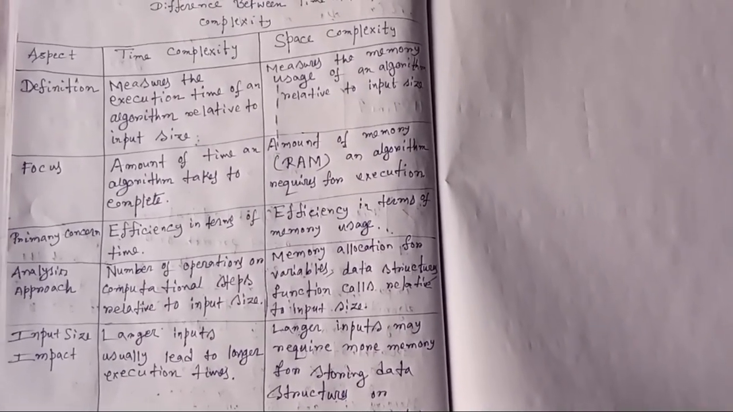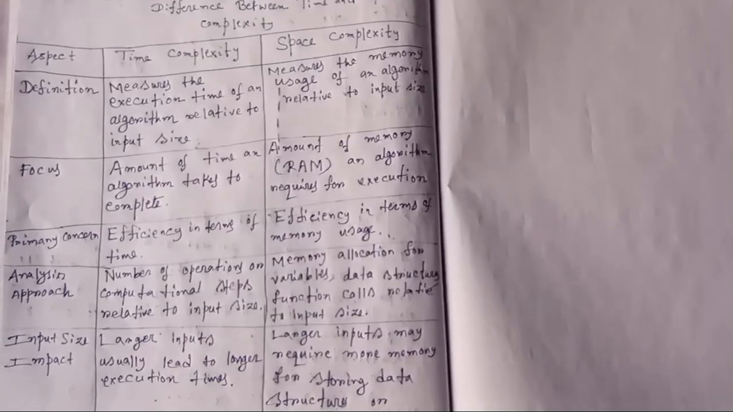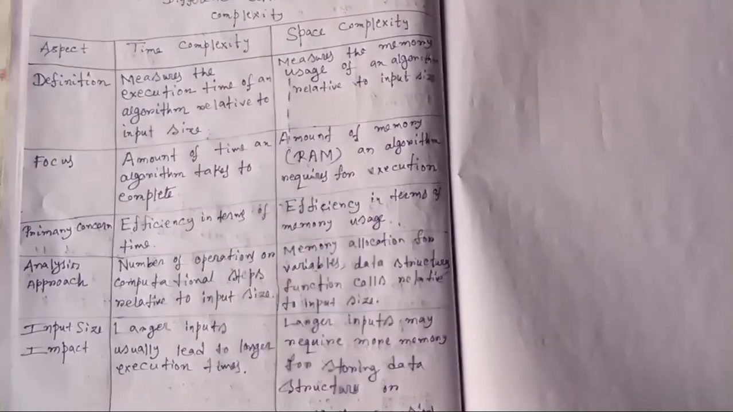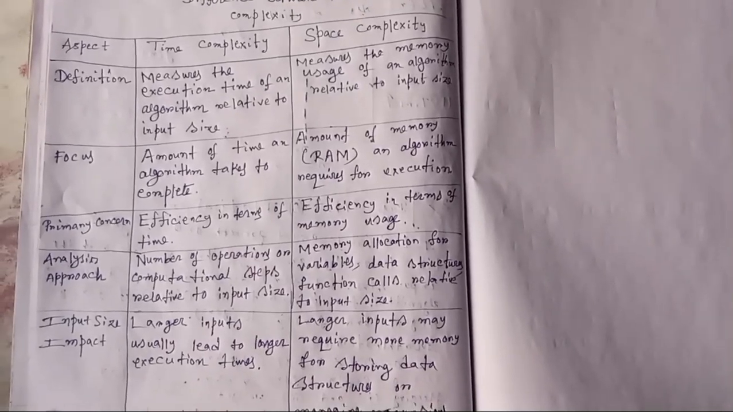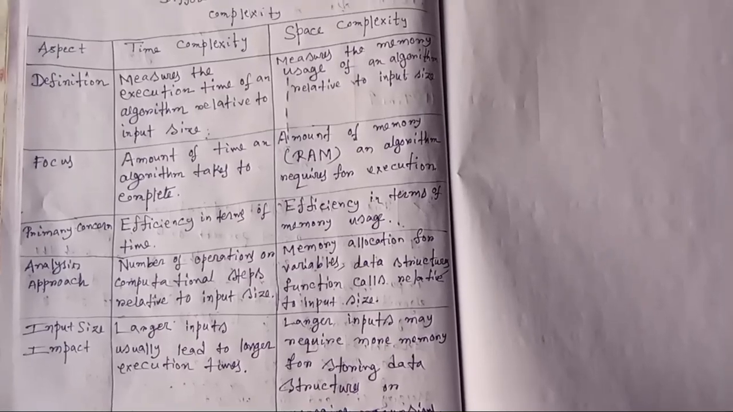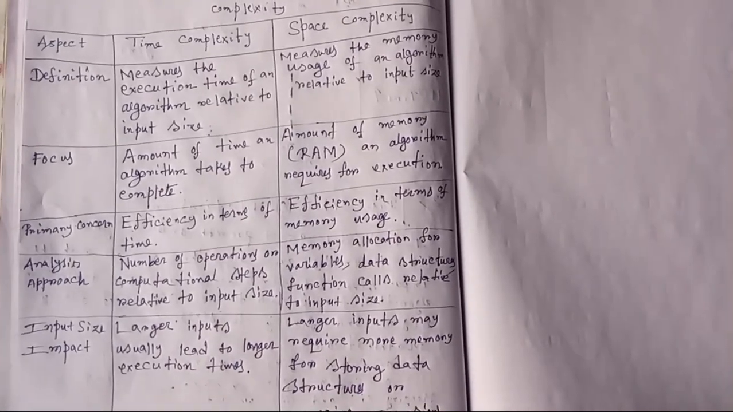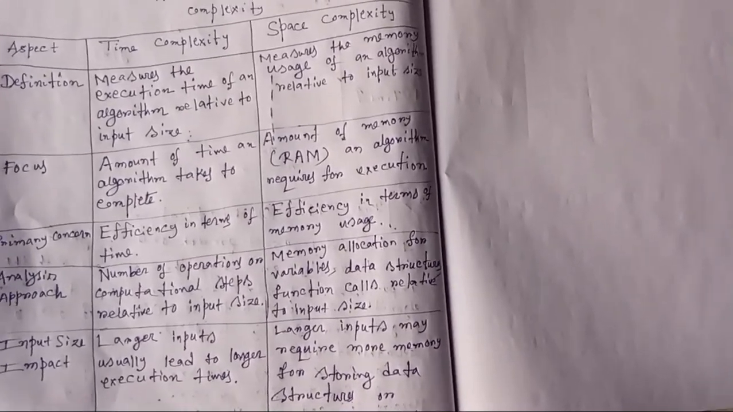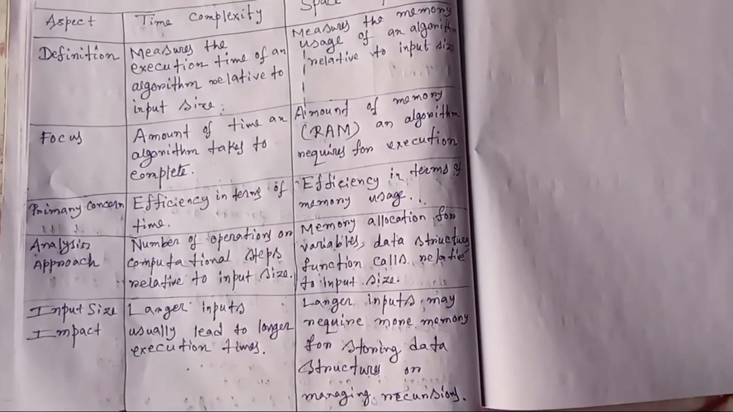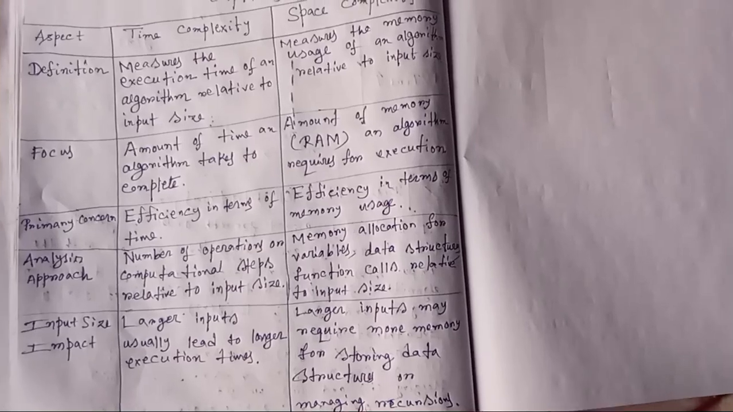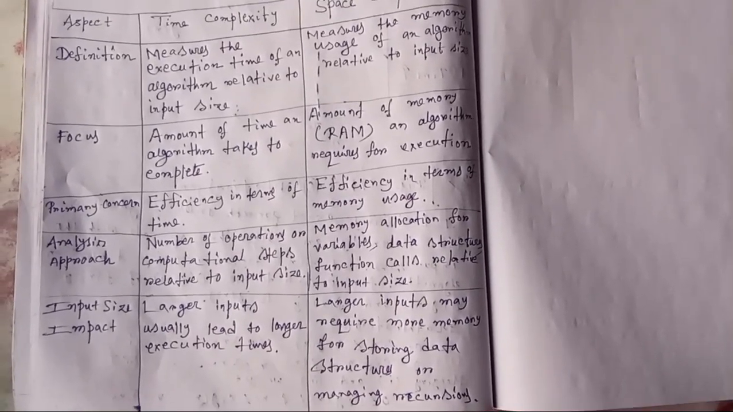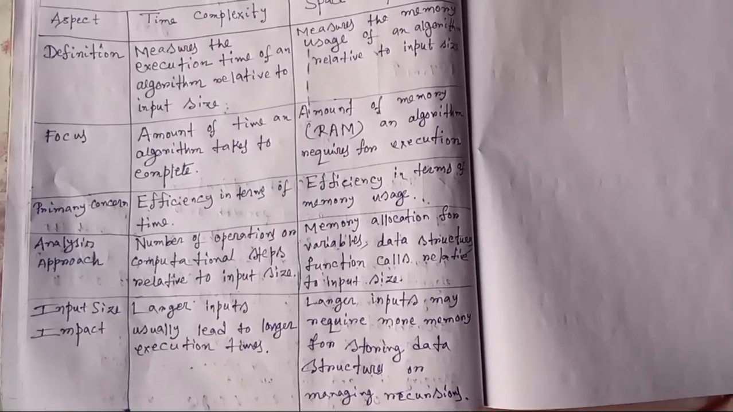Now analysis approach of space complexity is memory allocation for variables. Memory allocation means how much memory a variable takes or consumes in the random access memory. Data structures, function calls relative to input size. So, memory allocations for variables as well as data structures such as tree, such as linked list, etc., and function calls required relative to input size.